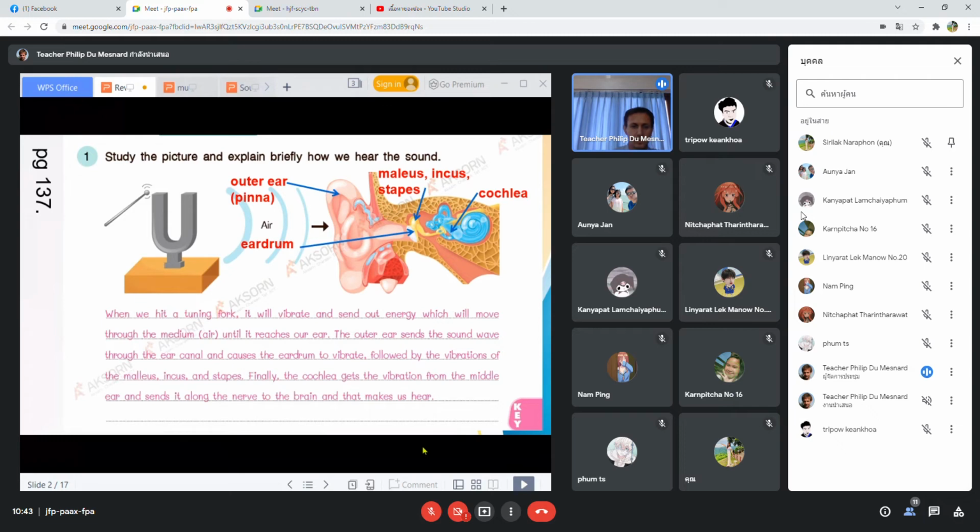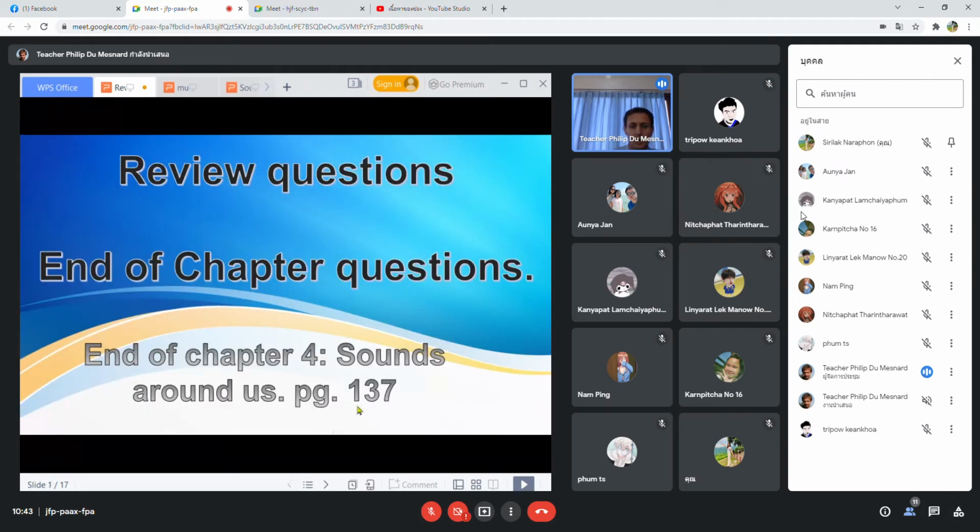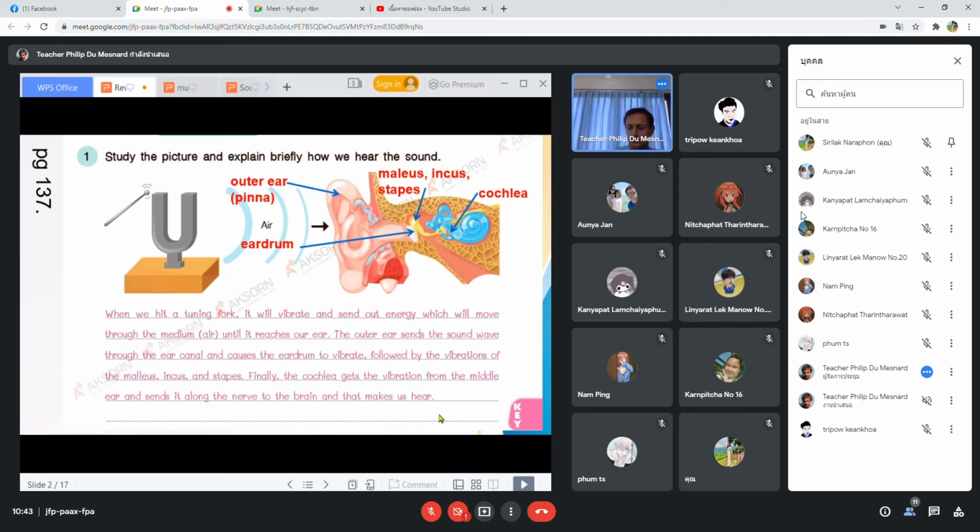So that's page 137. 137 in your book. And for a question like this, if you just say, I use my ears for hearing, maybe you get 1 point out of 4. This question could be maybe 4 points.